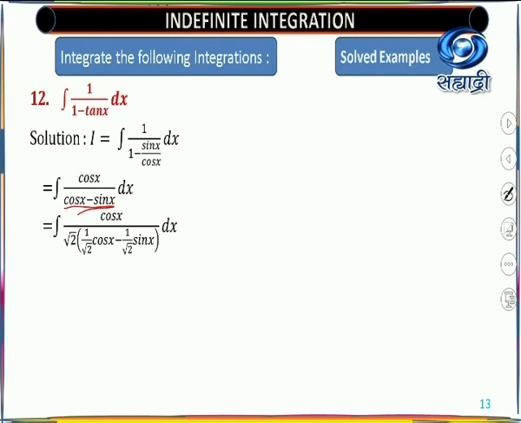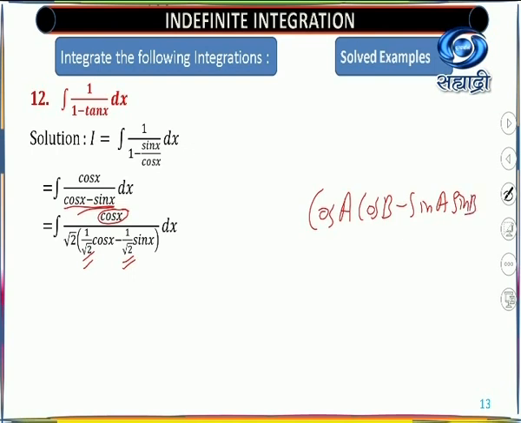Okay, so you will get this as cos x upon root 2 into 1 upon root 2 cos x minus 1 upon root 2 sin x. Now, as you know that the numerator is cos x, that means you need to convert the denominator into cos only. So this will be called cos, this will be called sin, because that is the expansion. What is the expansion? cos A cos B minus sin A sin B. This expansion we'll use here.